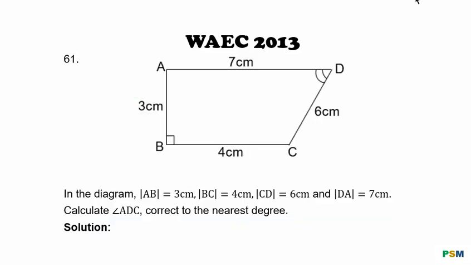Example 61. In the diagram, AB is equal to 3 cm, BC equal to 4 cm, CD equal to 6 cm, and DA equal to 7 cm. Calculate angle ADC correct to the nearest degree. You have solution.